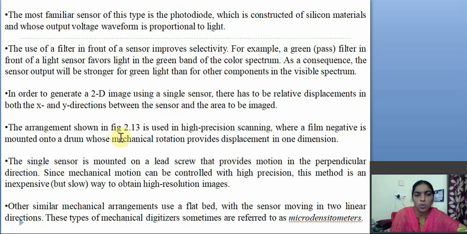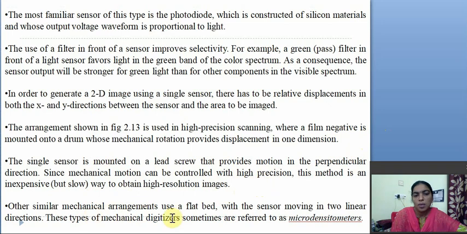The arrangement shown in the figure is used in high precision scanning, where a film negative is mounted onto a drum whose mechanical rotation provides displacement in one dimension. The single sensor is mounted on a lead screw that provides motion in the perpendicular direction. Since mechanical motion can be controlled with high precision, this method is an inexpensive way to obtain high resolution images, but it is slow, right?